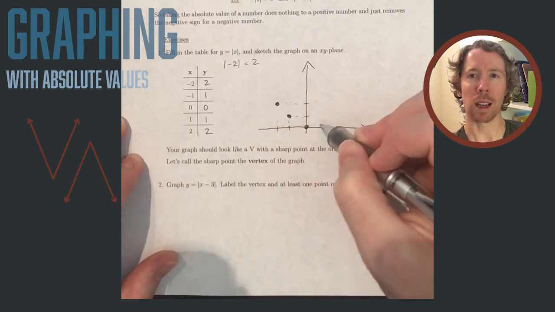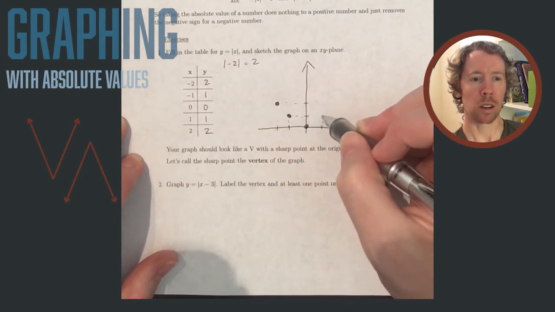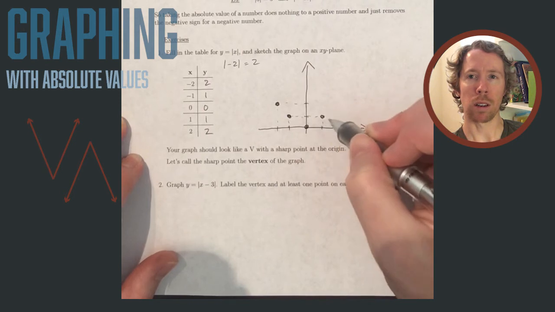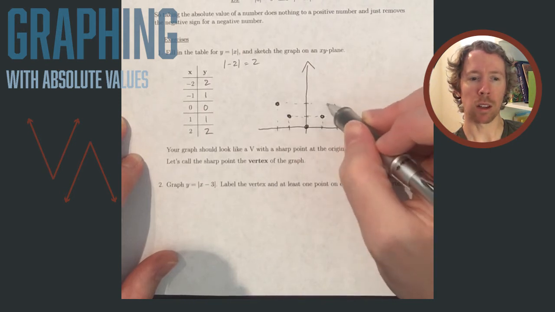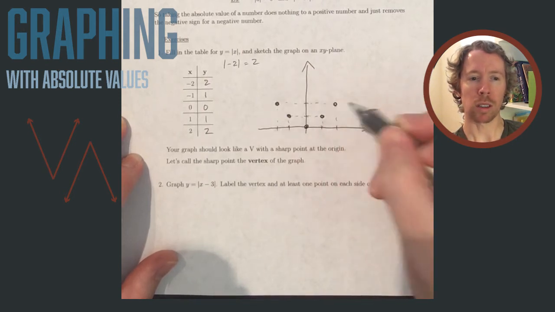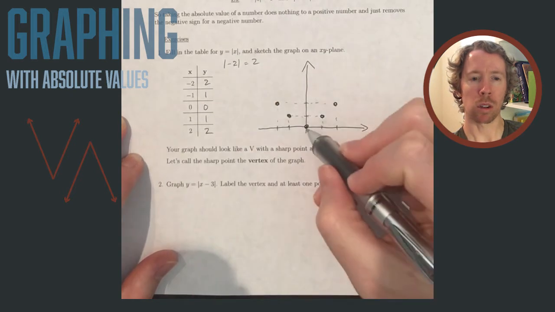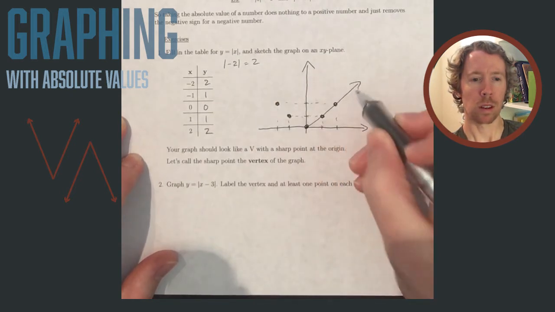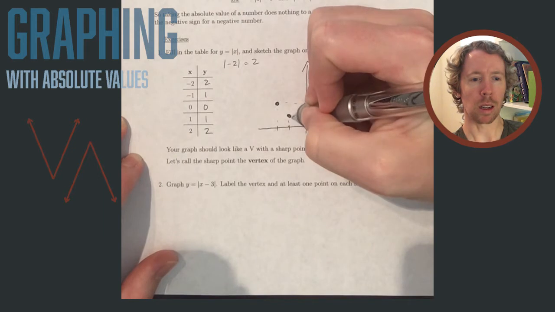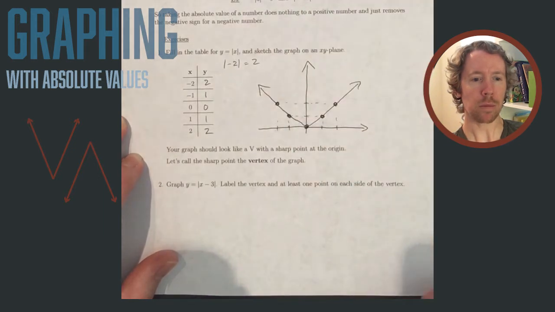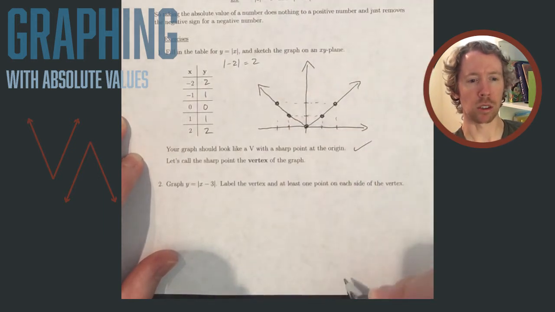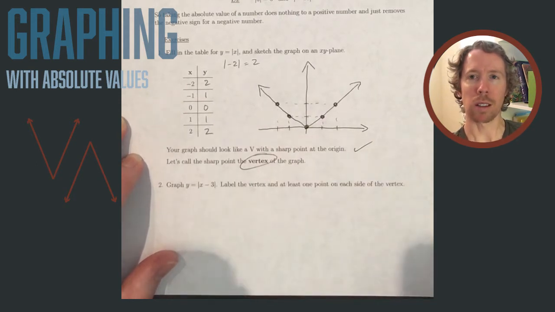And you may notice that the way they change is linear. They just change by one. The y values change by 1 unit each time the x values change by 1 unit. And so the shape that we end up getting looks like a V. Looks like it has a vertex there at that sharp point. So we'll call that sharp point a vertex from now on.